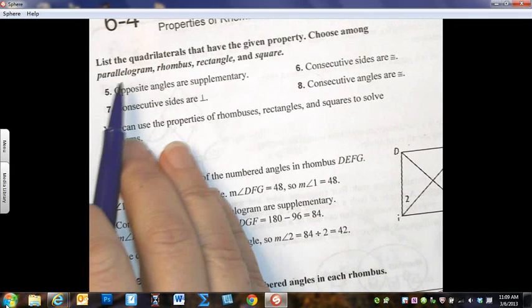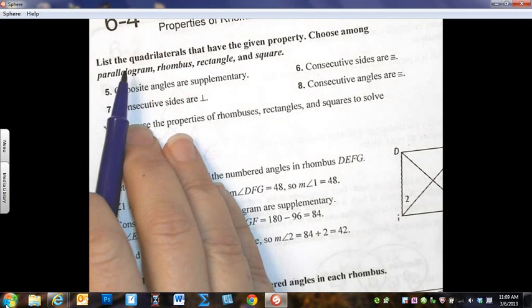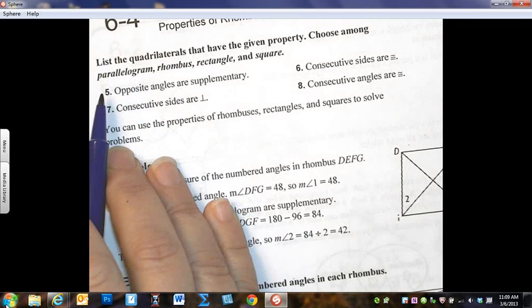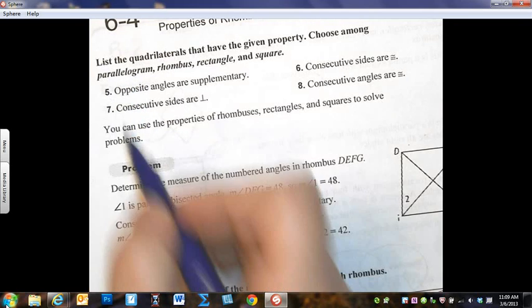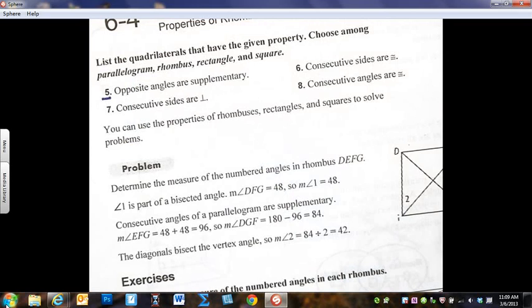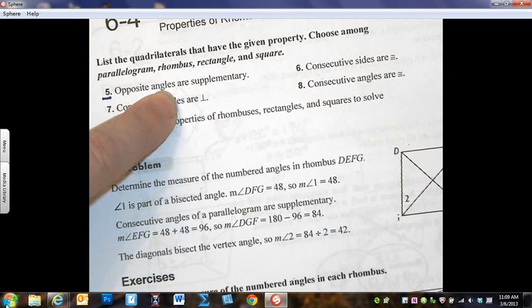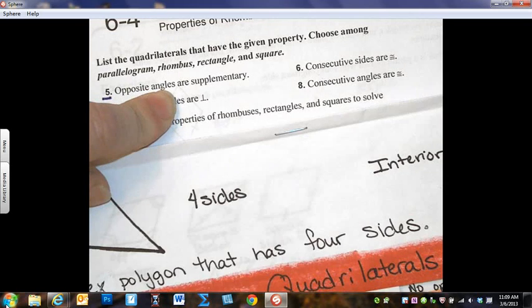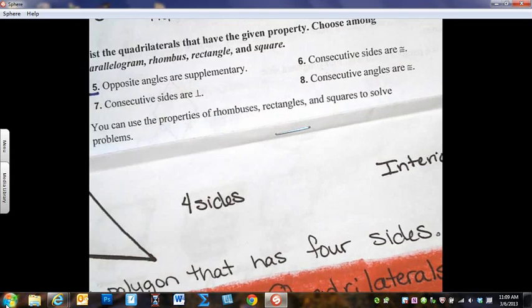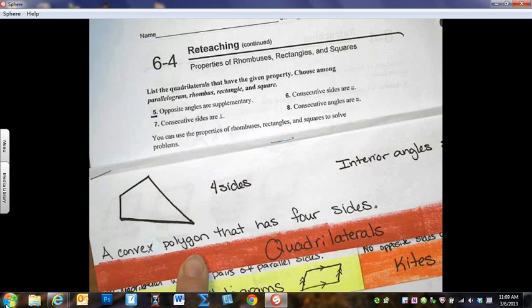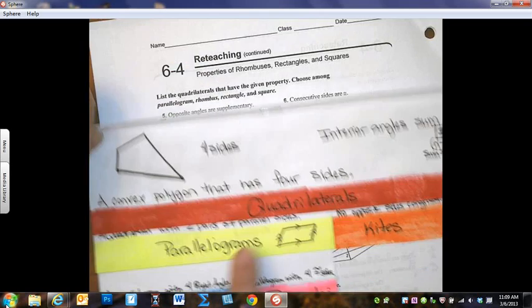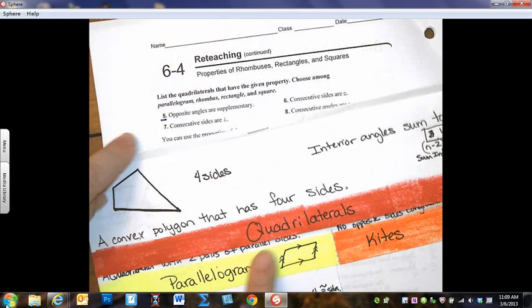Which quadrilaterals have this property, that opposite angles are supplementary? Now remember, where do you see that in your flip book? Is it on the quadrilateral page? I'm going to zoom out here for you. Is it on the quadrilateral where we hear about that opposite angles being supplementary?